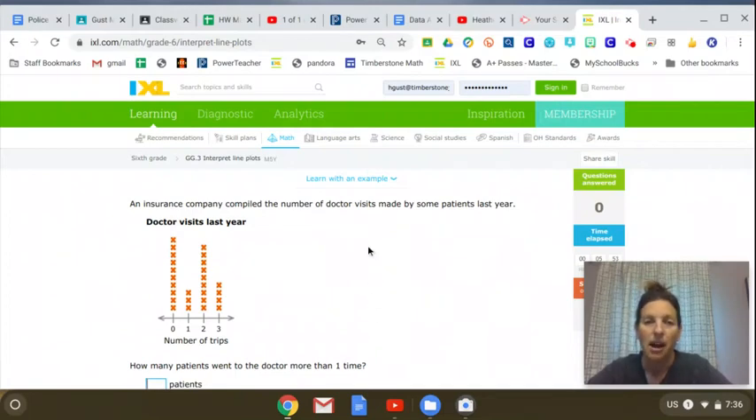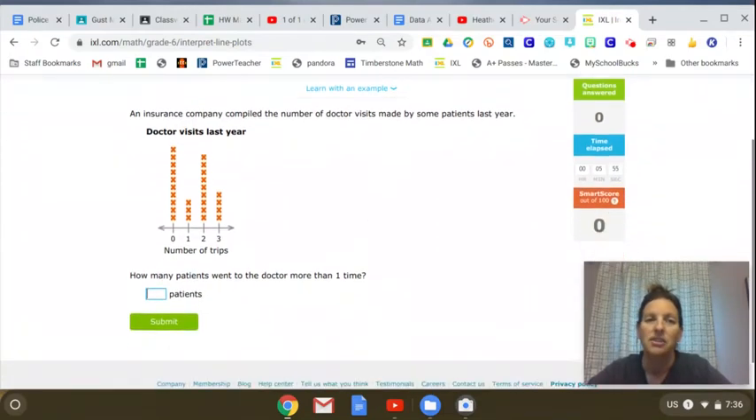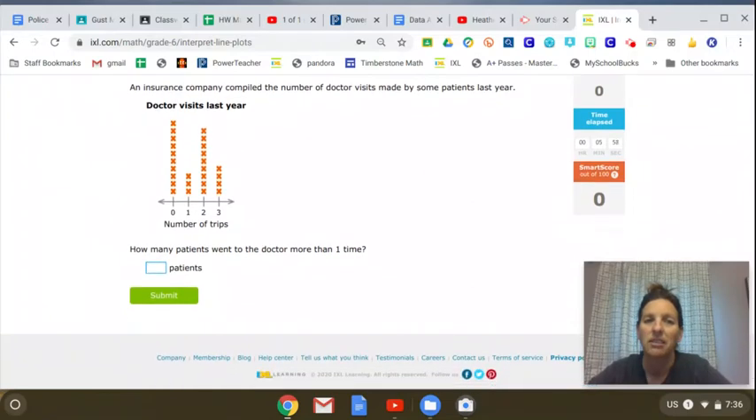So our problem says, an insurance company compiled the number of doctor visits made by some patients last year. So compile just means that they put all of the information together. The title says doctor visits last year. We have all of our data here on our line plot. And then it's numbered 0 to 3. And it says number of trips. Now this asks how many patients went to the doctor more than one time.